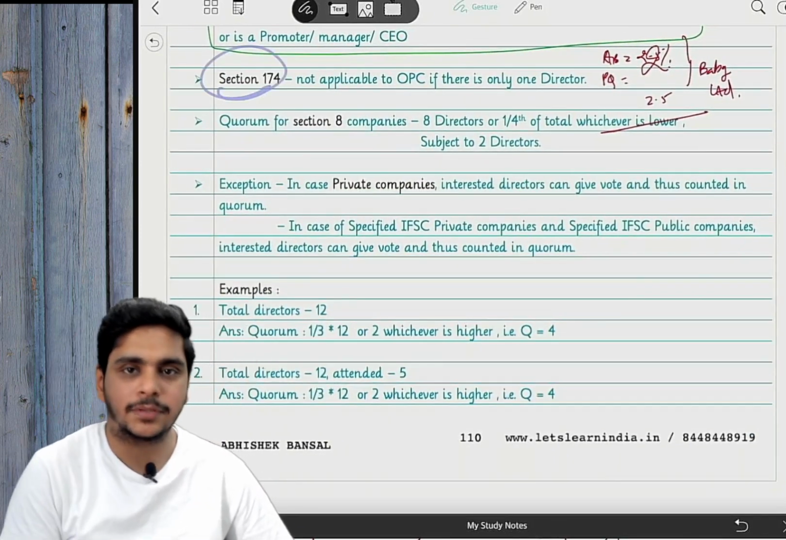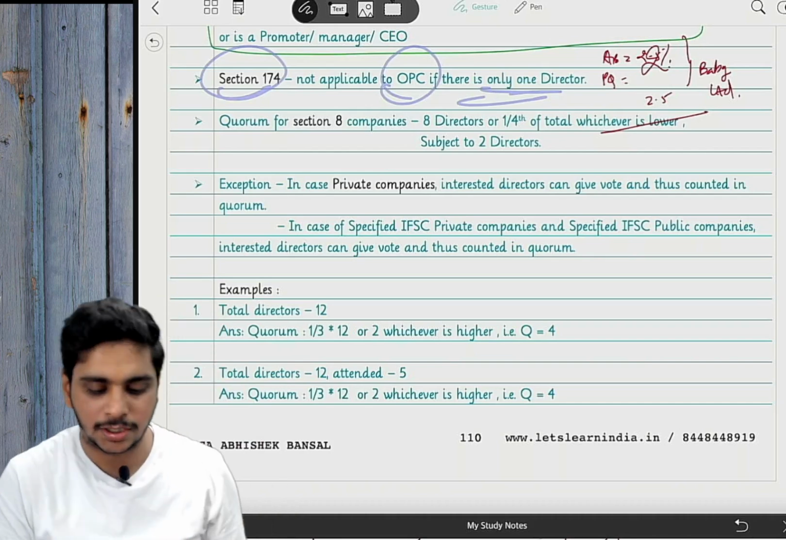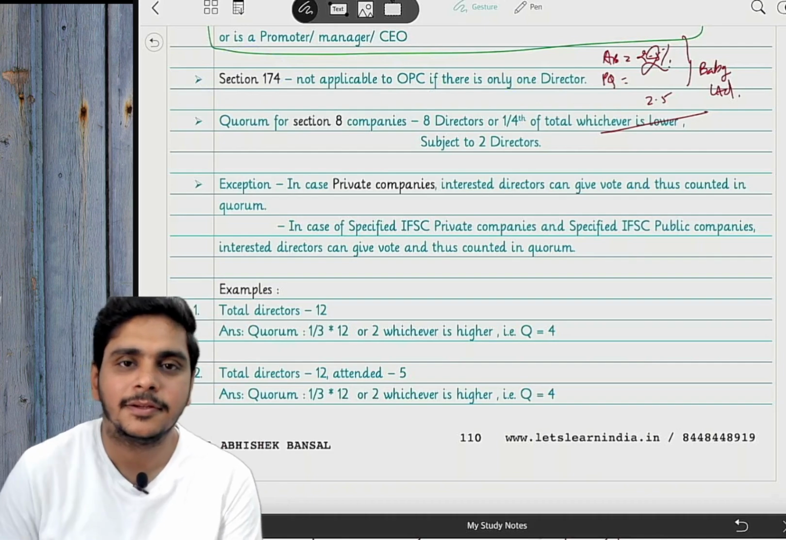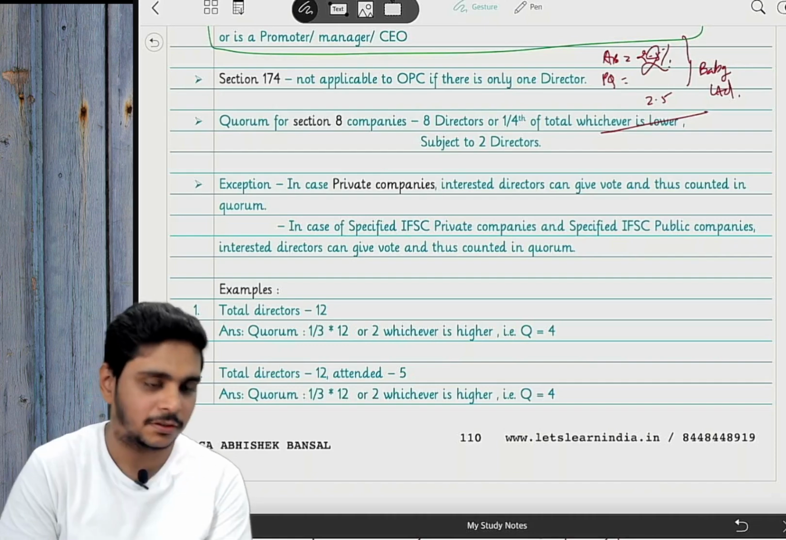Section 174, that is quorum, is not applicable to an OPC where there is only one director. It is logical: Section 174 is not applicable to an OPC where there is only one director. To have a meeting, you need two people.